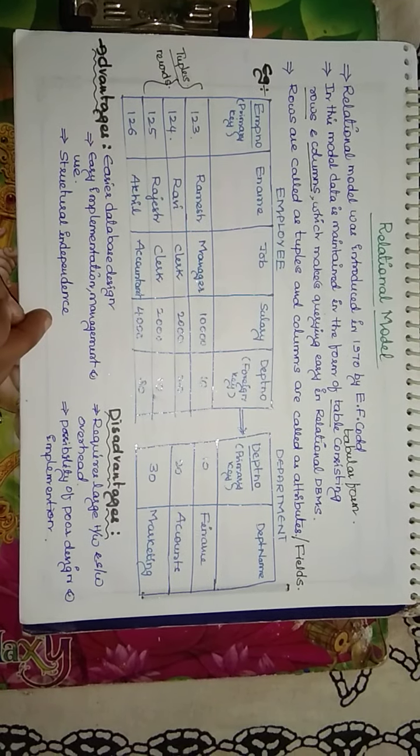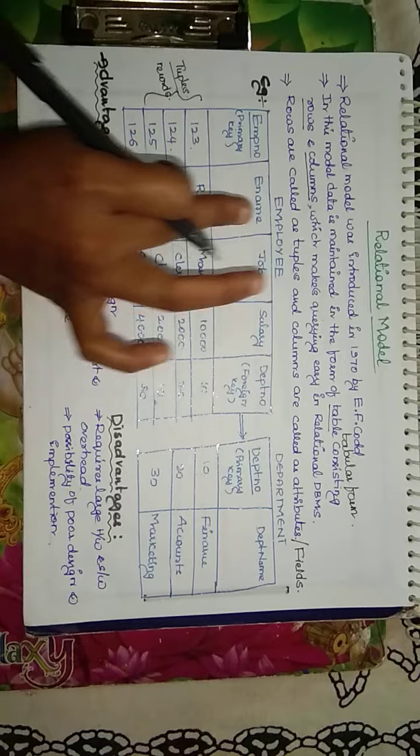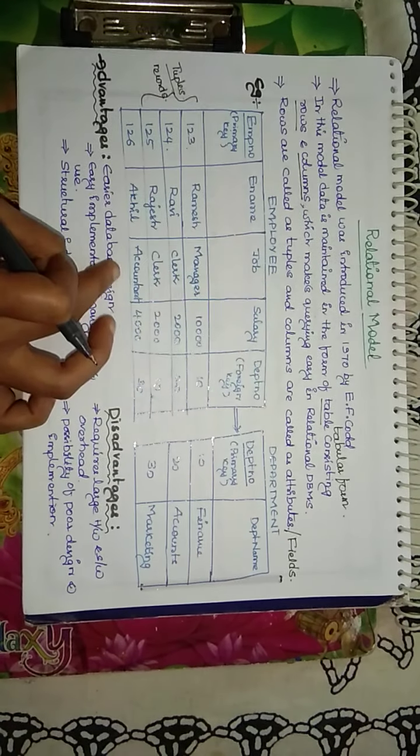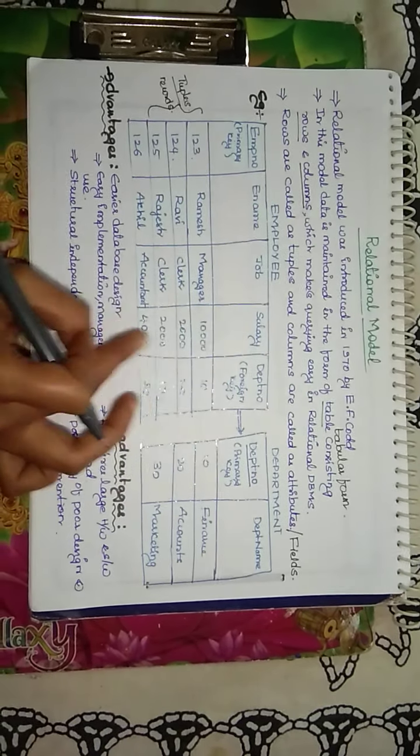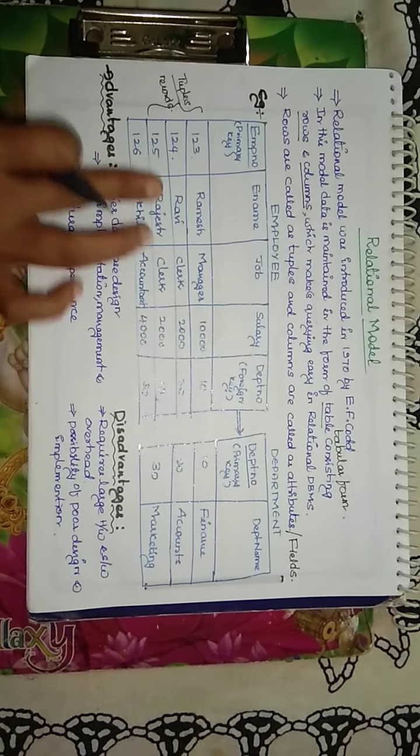And structural independence: every data item is independent. Here employee number consists of numbers only, name consists of names, job describes the job of the person, salary describes the salary, and likewise the department. Like this, every data item is independent here.